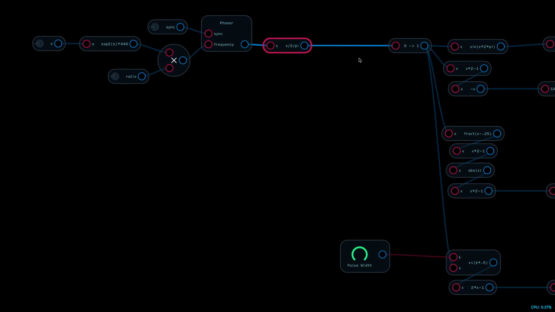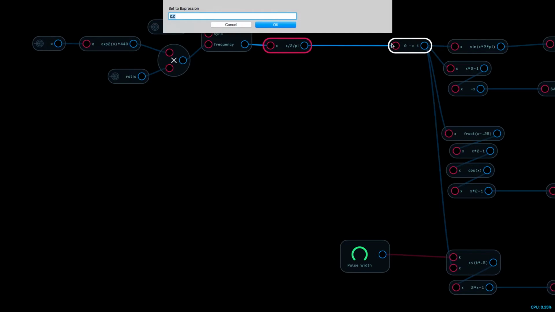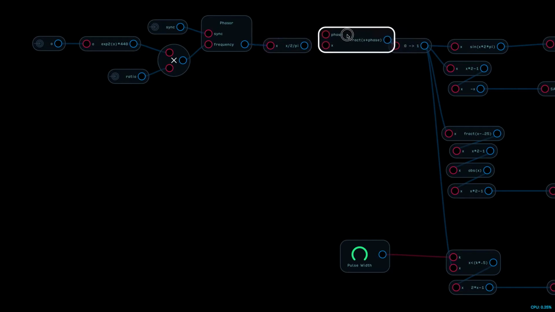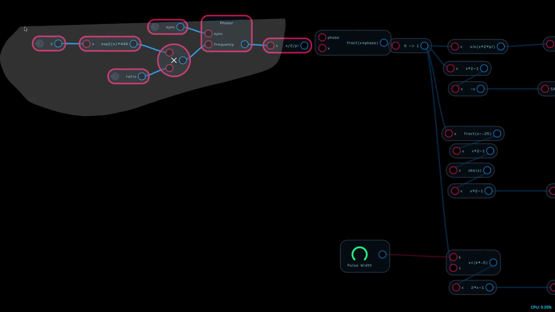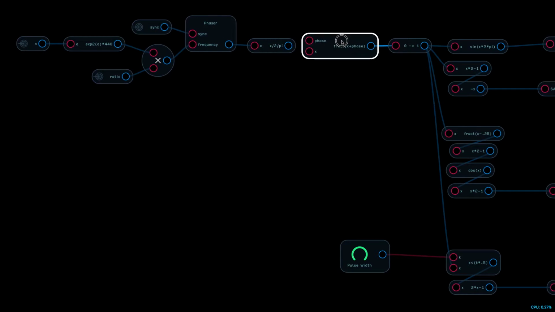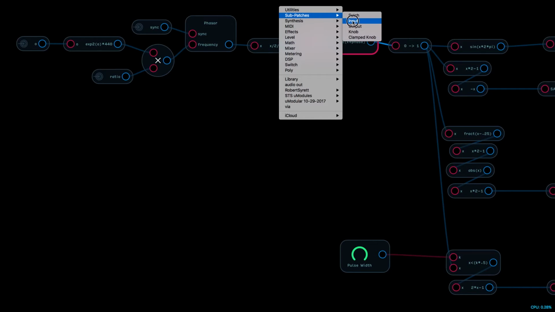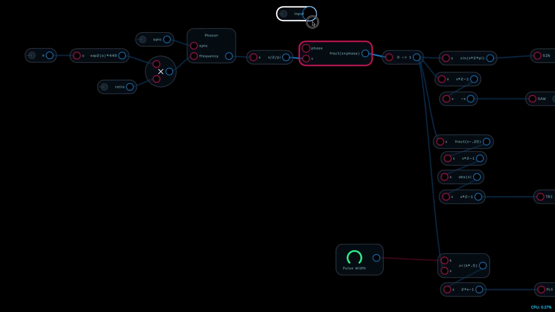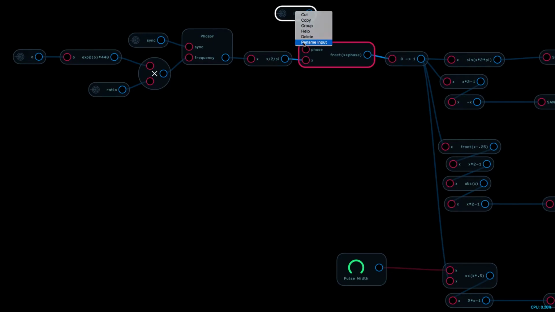This seems like a good place to put the fract function. Fract of x plus phase. Close paren. Very nice, expression node has a little separate input for us. And we'll put an input here and call it phase.